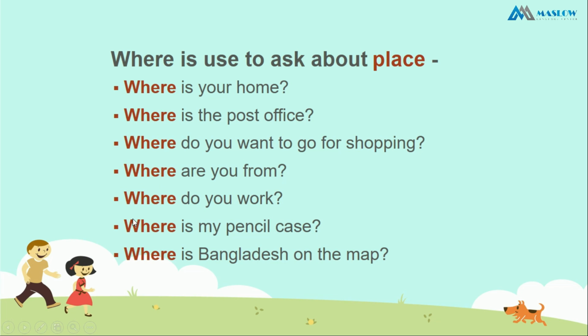এরপর আমরা দেখব where, where do we use where. Where is used to ask about place. কোনো জায়গা সম্পর্কে যদি আমাদের কোনো কোয়েশ্চেন থাকে তখন আমরা where ইউজ করি। Like for example, where is your home, where is the post office, where do you want to go for shopping, where are you from, where do you work, where is my pencil case, where is Bangladesh on the map. So এখানে হচ্ছে কোনো জায়গা সম্পর্কে জানার জন্য আমরা যদি কোনো WH word use করে থাকি সেটা হচ্ছে where.